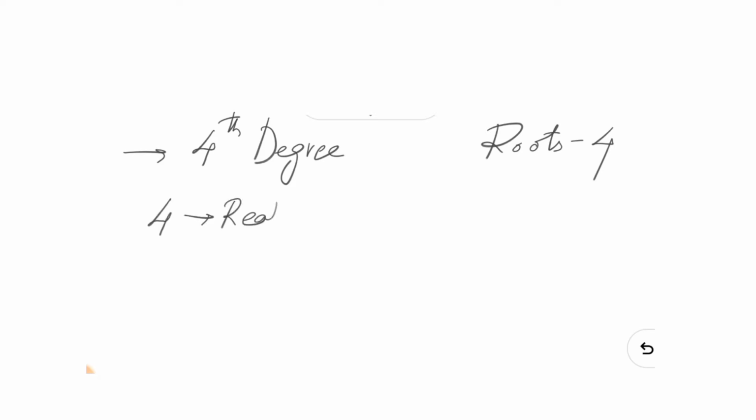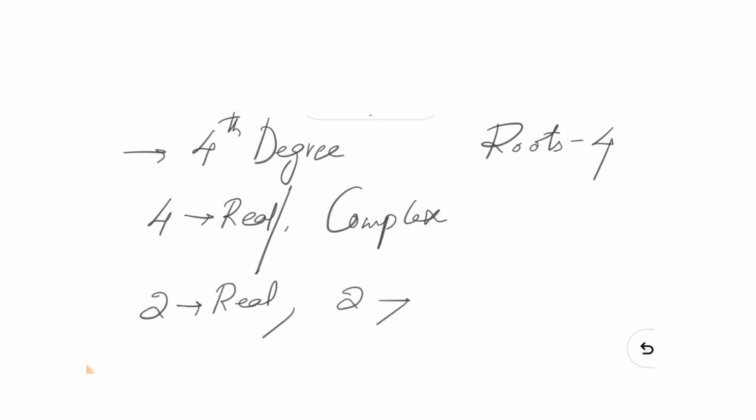And when it comes to a fourth degree equation, also named a quartic equation, you know that there will be four roots, and what are the combinations of roots? All four roots can be real, all four roots can be complex, or two roots can be real and two roots can be complex. So these are the possibilities you could find while solving fourth degree equations.